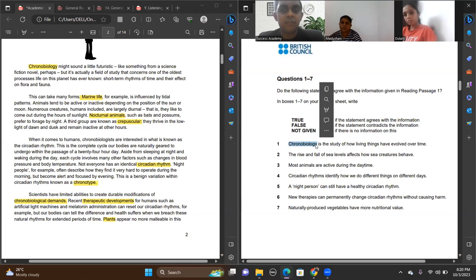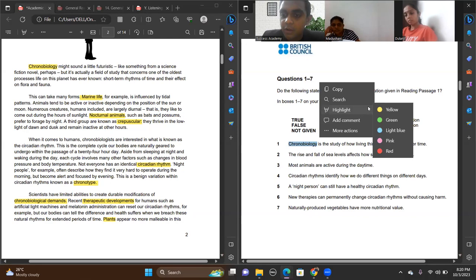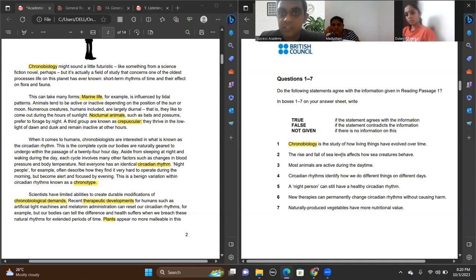Right? But most often than not, the scientific terms will remain exactly as it is. No changes. Right? So this is an unchangeable keyword. Unchangeable. There is no change, no synonyms, no similar words, right?